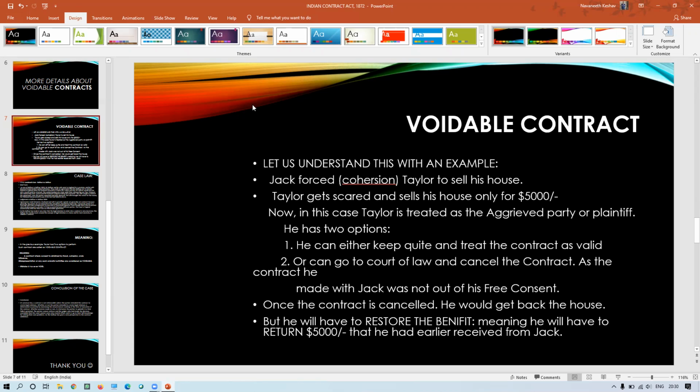So, in a nutshell, you are telling us that though the process is legal, if the purpose is illegal, it's not a contract, right? Yes, correct. Thank you.